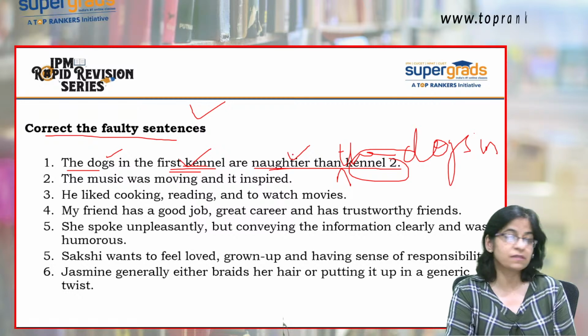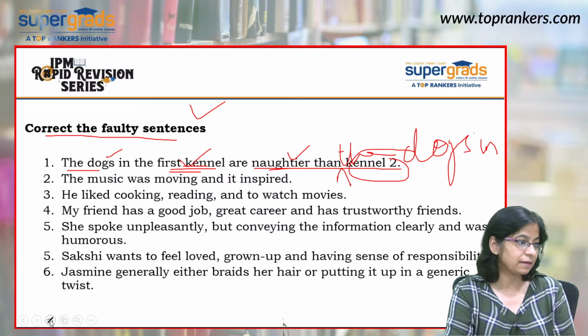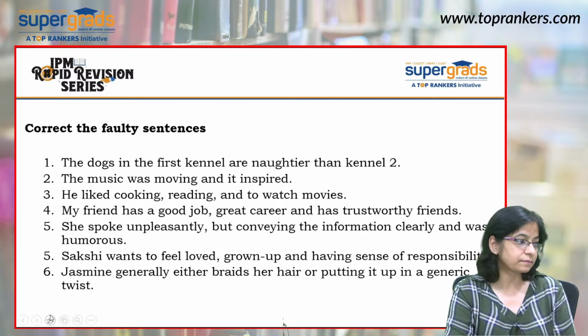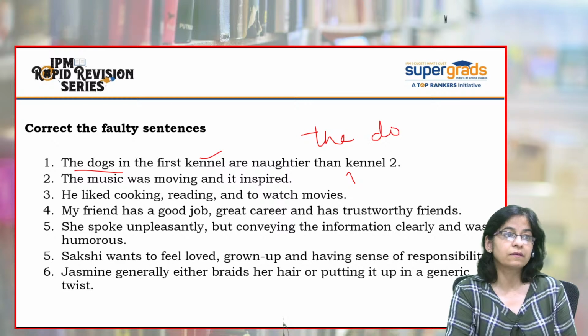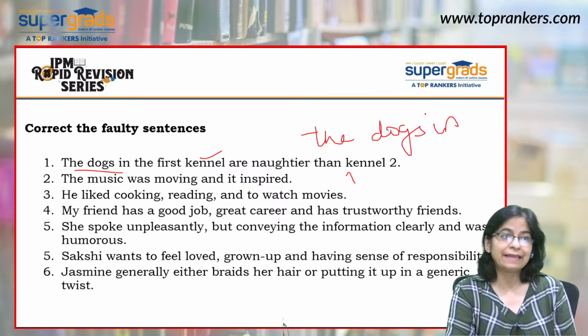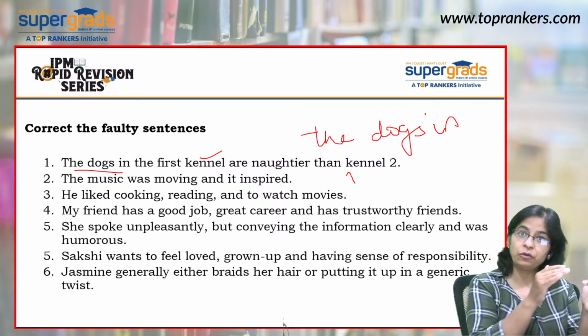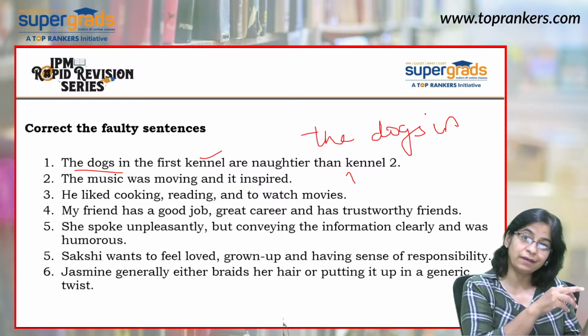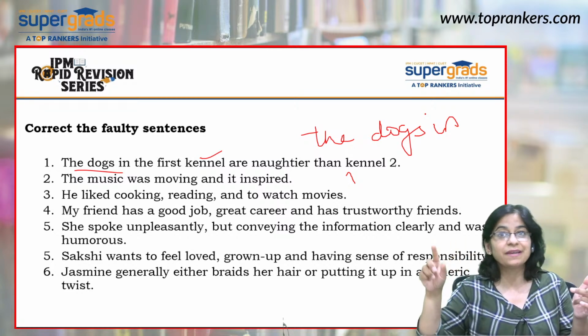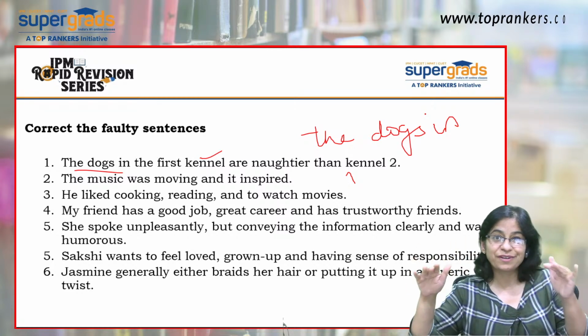See, this is how it will work. Let me write it again. See, the dogs in the first kennel are naughtier than the dogs in kennel 2. That would be the correct structure. Now, if you look at the sentence, what are we actually comparing? The dogs in kennel 1 with the dogs in kennel 2. See, now the structure is parallel.